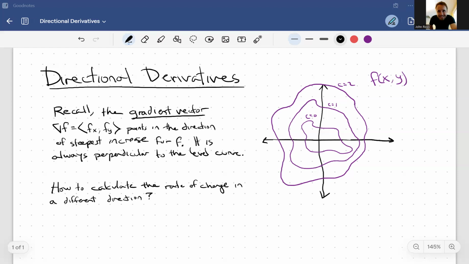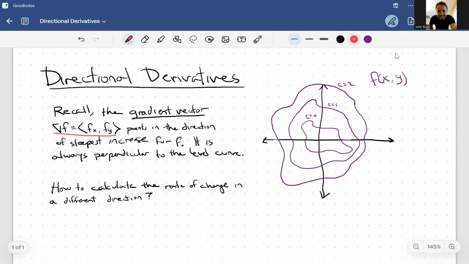Now, if this function is f of x, y, I want to recall that the gradient is an expression that we can compute, and this is a vector-valued expression consisting of the partial derivatives of f. So this is grad f equals the partial x derivative, comma, the partial y derivative. This is a vector-valued expression with two functions in it, but at any given point that we want to plug in, the expression gives us a vector. So that's why I'm calling it a gradient vector.